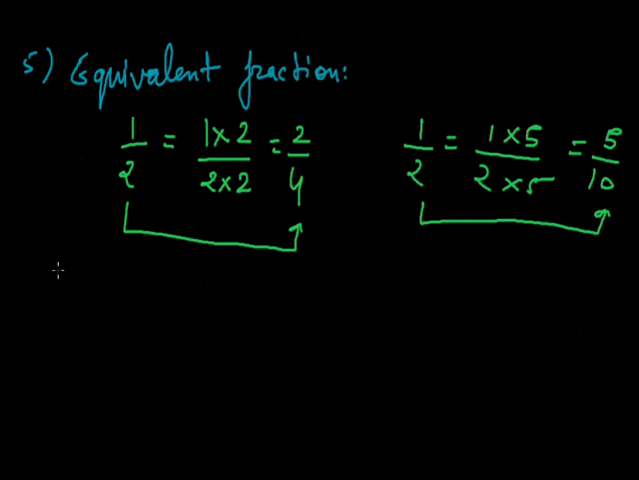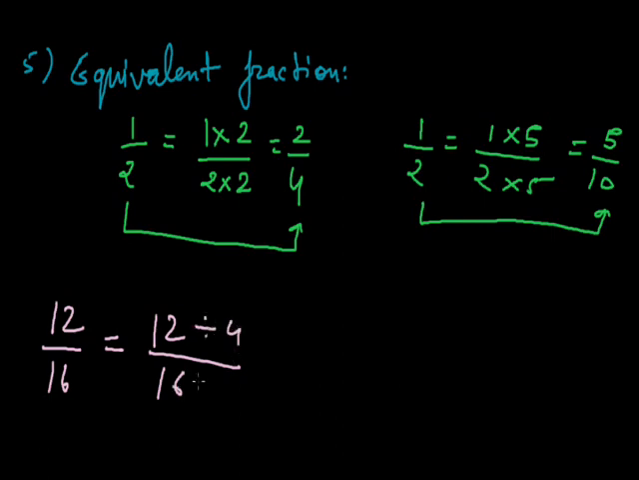Now if I have a fraction 12 by 16, then a fraction equivalent to this will be obtained by dividing 12 and 16 by a common number. Let us take 4. That will be equal to 3 by 4. So 12 by 16 and 3 by 4 are equivalent fractions.